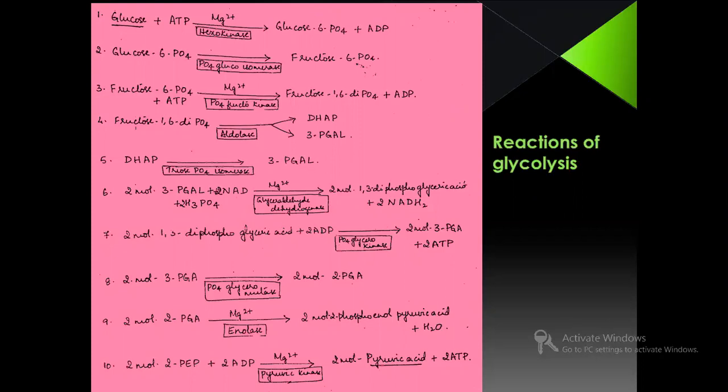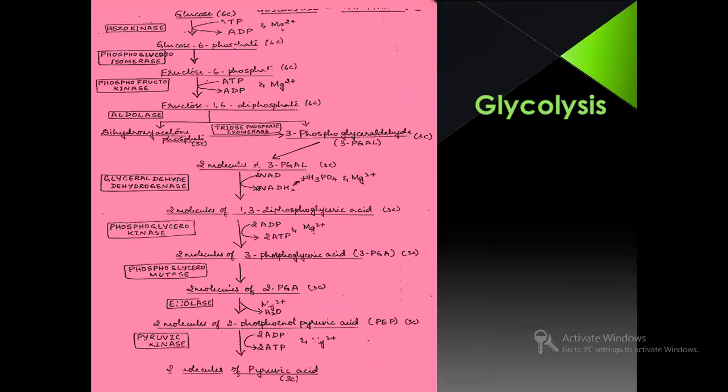Coming to the significance of glycolysis. Whenever a glucose molecule undergoes degradation, yes, it is a degradation process where the glucose molecules are linearly or sequentially broken down into two molecules of pyruvic acid. So whenever a molecule of glucose undergoes glycolysis, it releases 8 ATP molecules. During glycolysis, a single glucose molecule releases 8 ATP molecules.